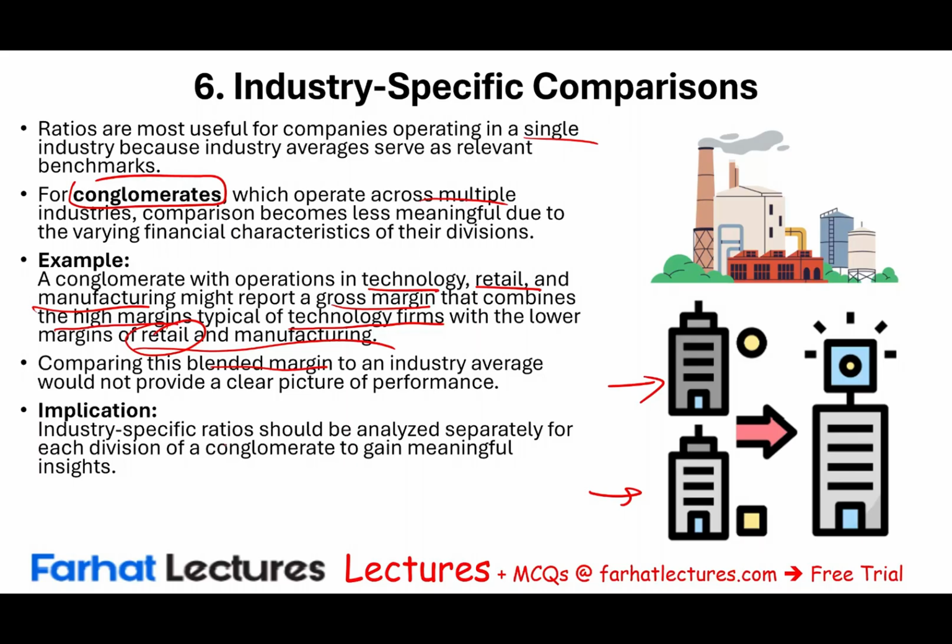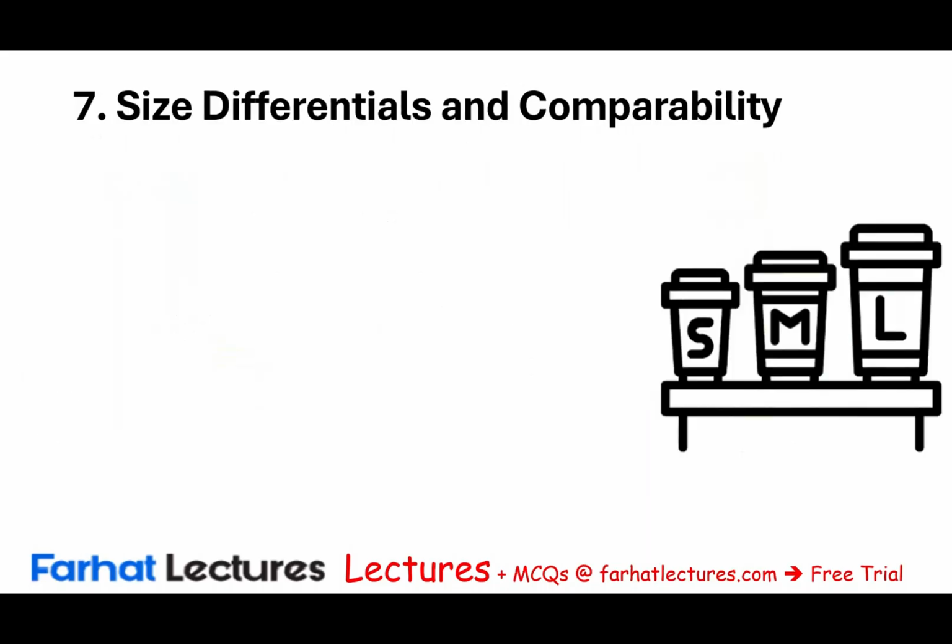So industry-specific ratios should be analyzed separately for each division of the conglomerate to gain meaningful insight. Now, if you're comparing Pepsi and Coke, yeah, that's fine. You only compare the beverage division of PepsiCo and the beverage division of Coke, then they are comparable. Nevertheless, you could always find differences that you have to adjust for, but at least you will make those differences smaller. Also, size makes a difference.